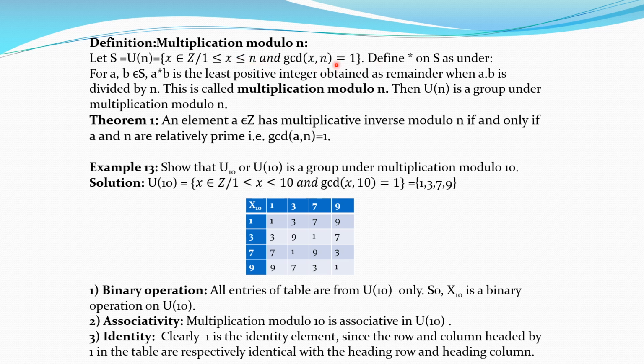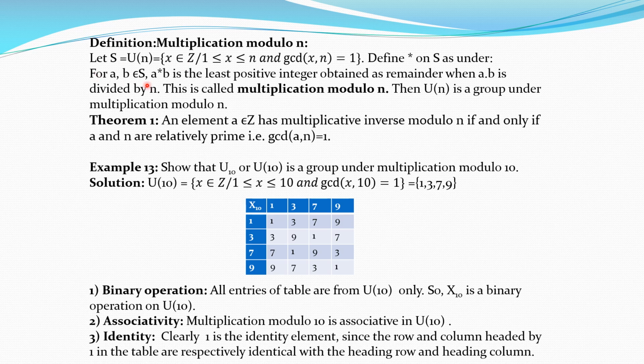Now on this set we are defining star as: a star b is the least positive integer obtained as remainder when a into b is divided by n, for two elements a, b in S. This is called multiplication modulo n. Then under this operation Un is a group. Now this is one important theorem: an element a in Z has multiplicative inverse modulo n if and only if a and n are relatively prime.